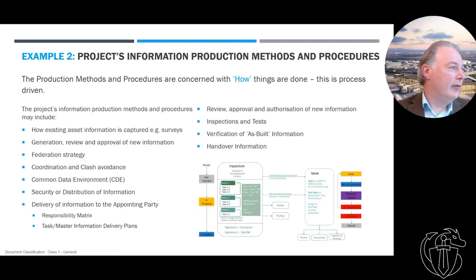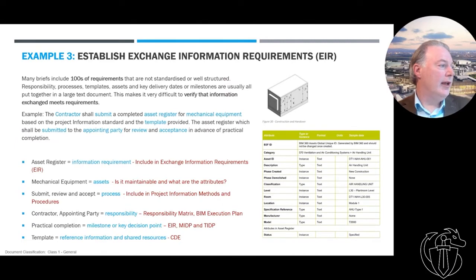We also have a project information production methods and procedures document. That's the how. How do we see coordination and clash avoidance working? How does the common data environment work? How does the handover information work? That's a document we're producing as a client to say how we think it works. If we don't know how it works, we ask the supply chain to come up with their review of that. This is just something I'm doing, I suppose.